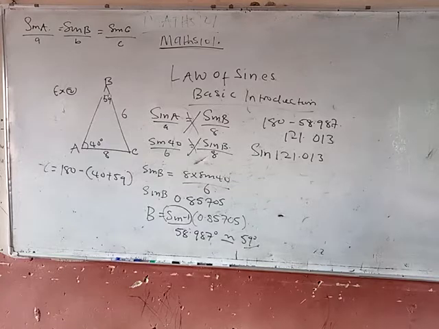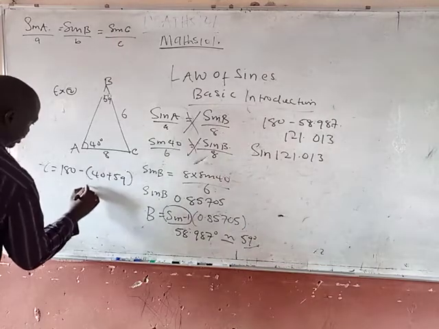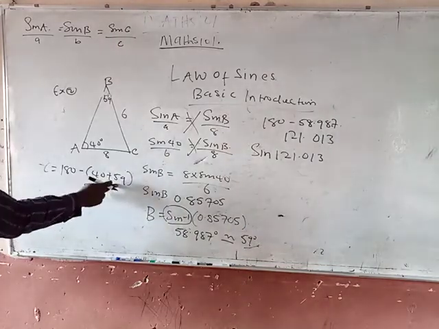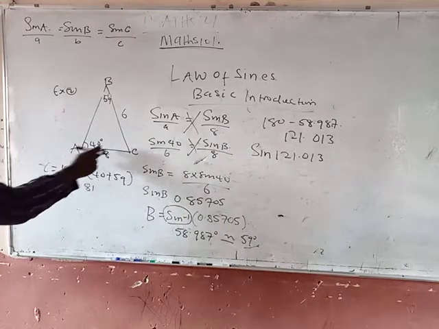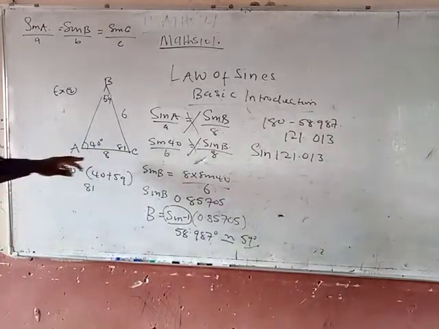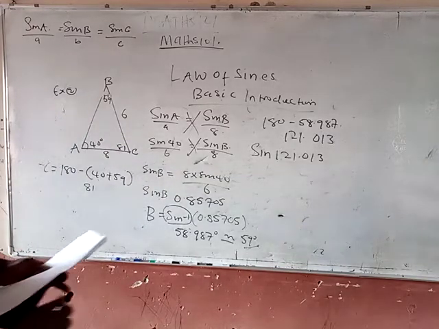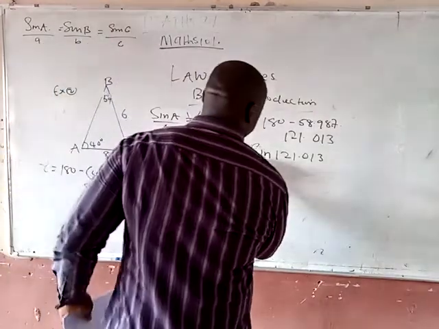Good. So your answer will be 81, right? So C will be 81. If you do 180 minus (40 plus 59), it will give you 81. So if this angle is 81, I can get my side C, right? Of course, I can get my side C. Please keep this one.